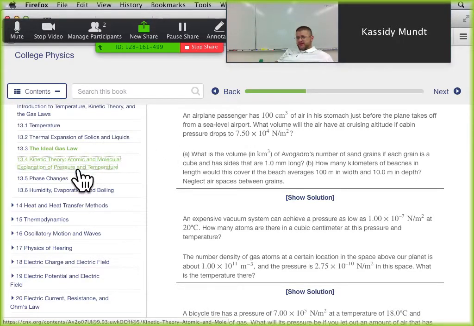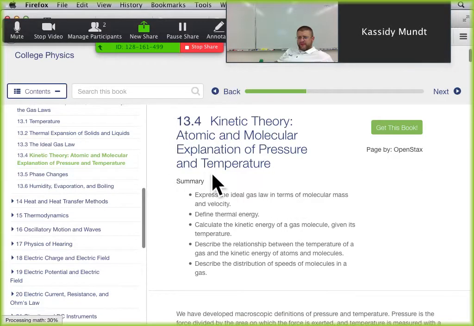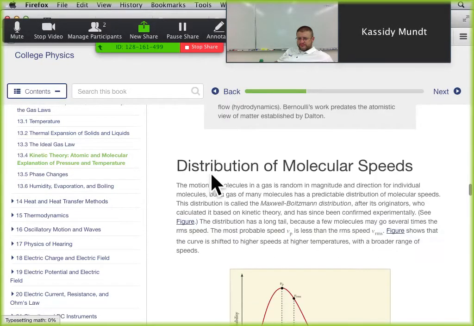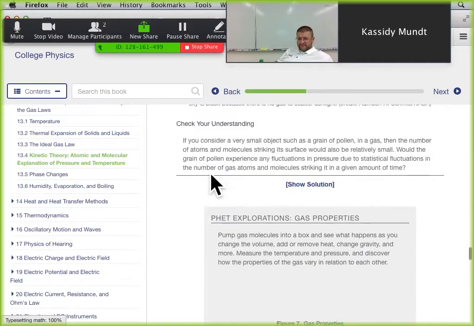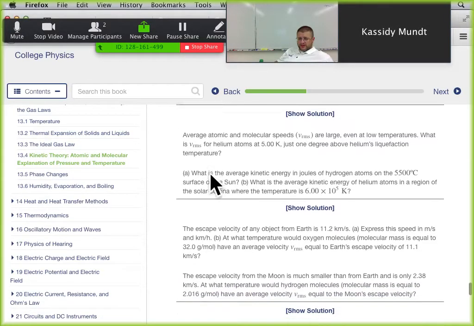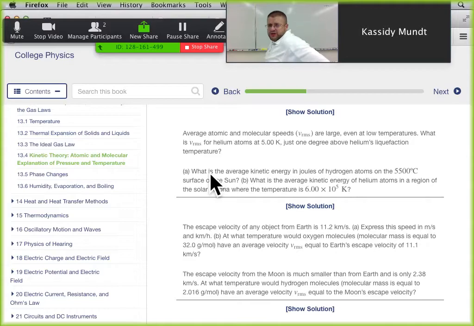All right, good. So then 13.4. What's the first problem we did? Average molecular speeds for 3 gases of my choice. I don't know if that was a problem or if you just wanted us to do that. Average atomic and molecular speeds, yes. And we didn't change that one. Yep, you just wanted us to do it for 3 gases of our choice.